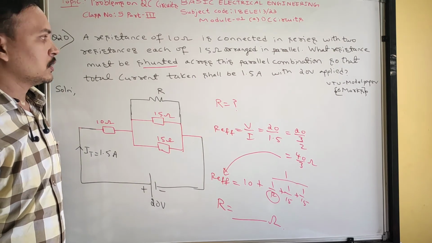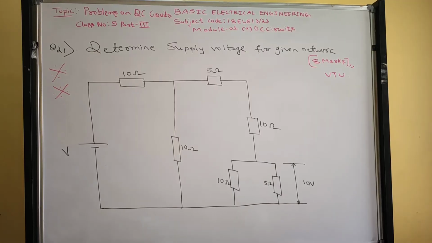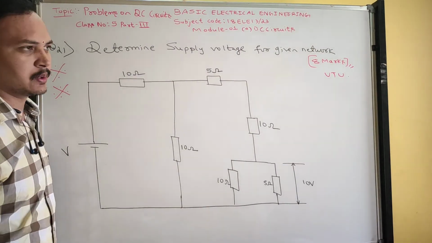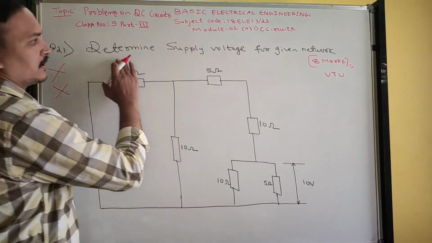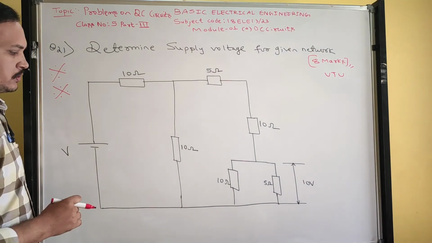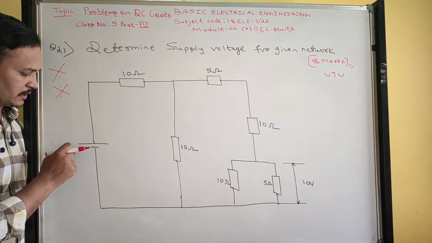Understood, guys? So next we have one more problem. 21st problem is the last problem. Okay, dear students, now we are in last problem. Very important problem. What is the question they asked? Determine supply voltage for the given network. So they given you have to calculate voltage. What is the voltage across? What is voltage? This one value.